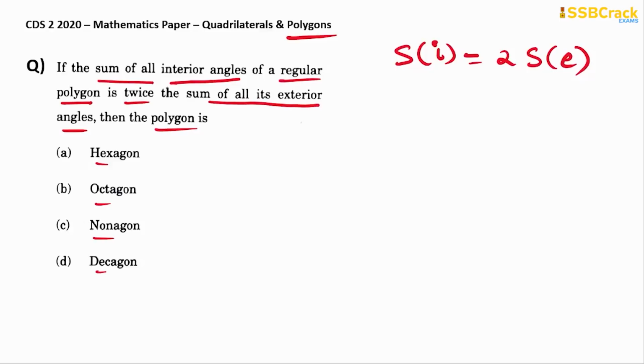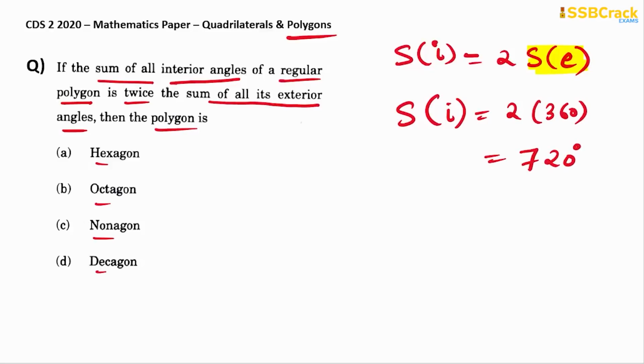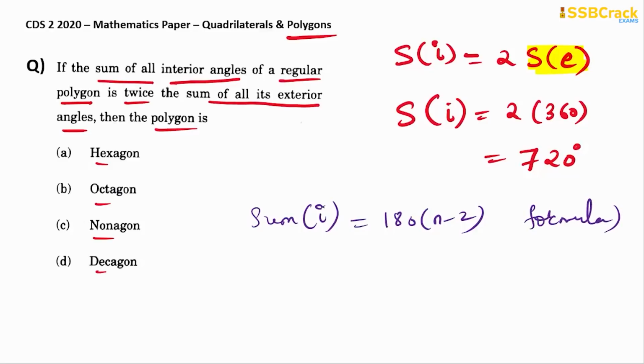The solution is very easy. Why? Because you already have a clear-cut idea about the sum of the exterior angles. It is fixed for every polygon. It is equal to 360 degrees. So we could see here that the sum of the interior angles is coming out to be 2 into 360 degrees, which is nothing but 720. And we know one thing, that the sum of interior angles formula for a regular polygon is 180 into n minus 2. This is the formula that we know, that we can find out the sum of the angles in a regular polygon with n sides.